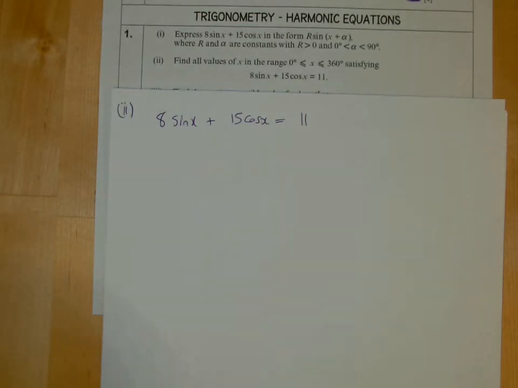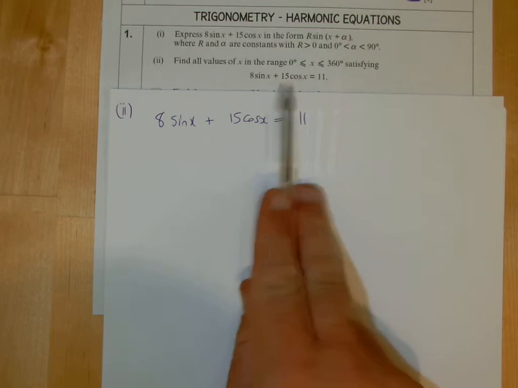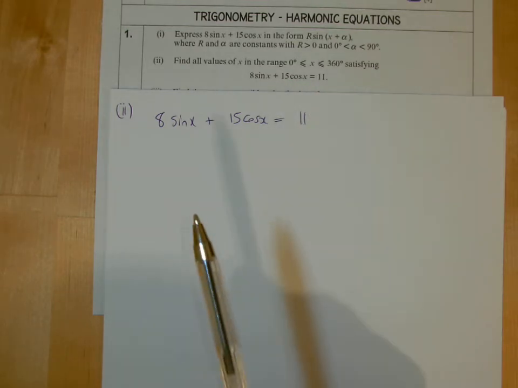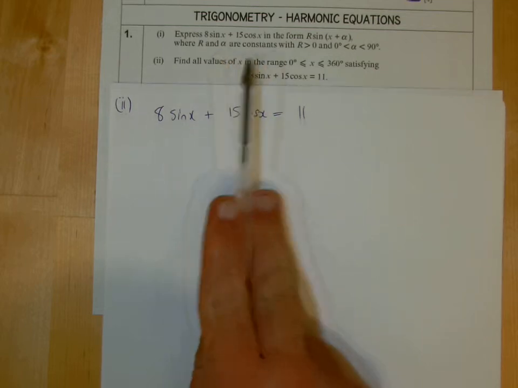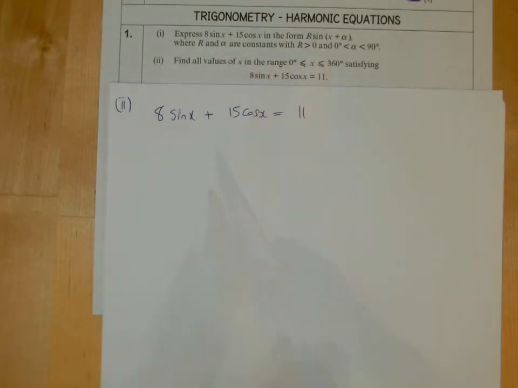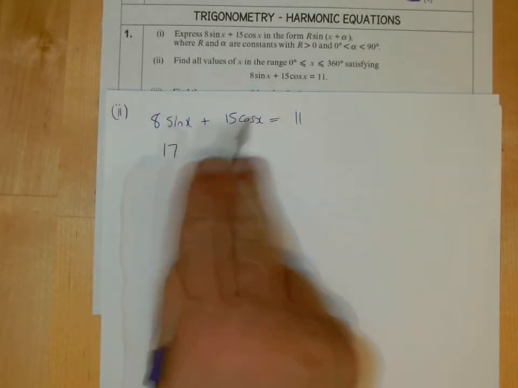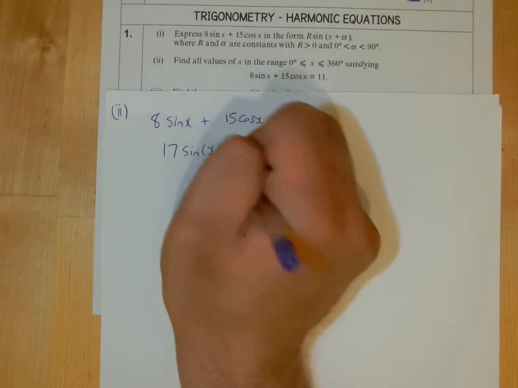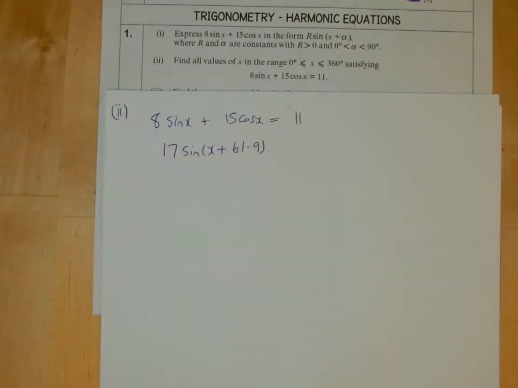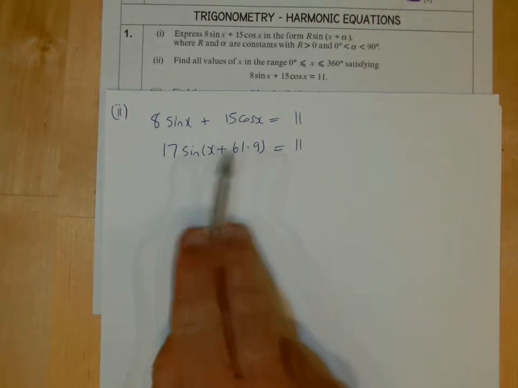Right, so part 2, we're asked to find all the values of x in the range 0 to 360 where you've got this equals 11. Now this of course corresponds to part A, where we wrote it in that form. If you remember from the previous video, we found that this was equal to 17 sine(x + 61.9). So we're going to replace 8 sine x plus 15 cos x with this and put it equal to 11. Now we can solve this to get the angle.